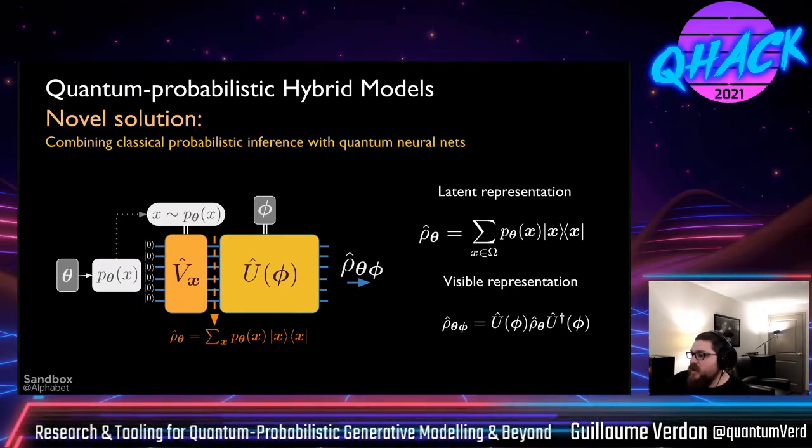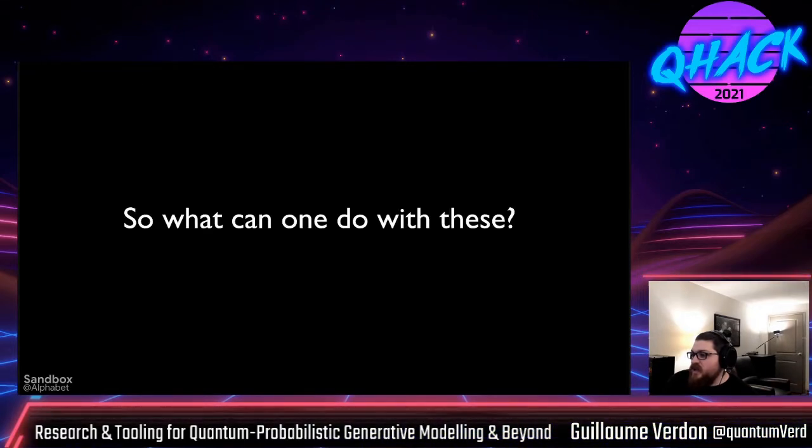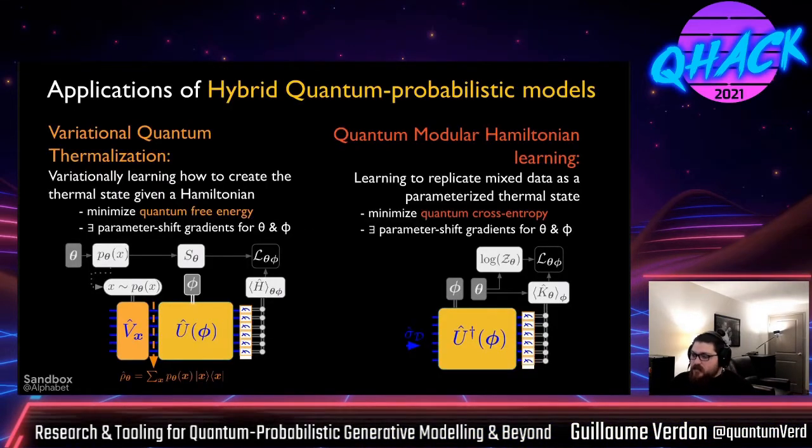This form is trainable for all sorts of tasks. So you could do all sorts of great stuff. And the first two applications we looked at, which we thought were pretty fundamental, were two dual tasks. I'm going to spend some time on this slide here. The first is variational quantum thermalization.